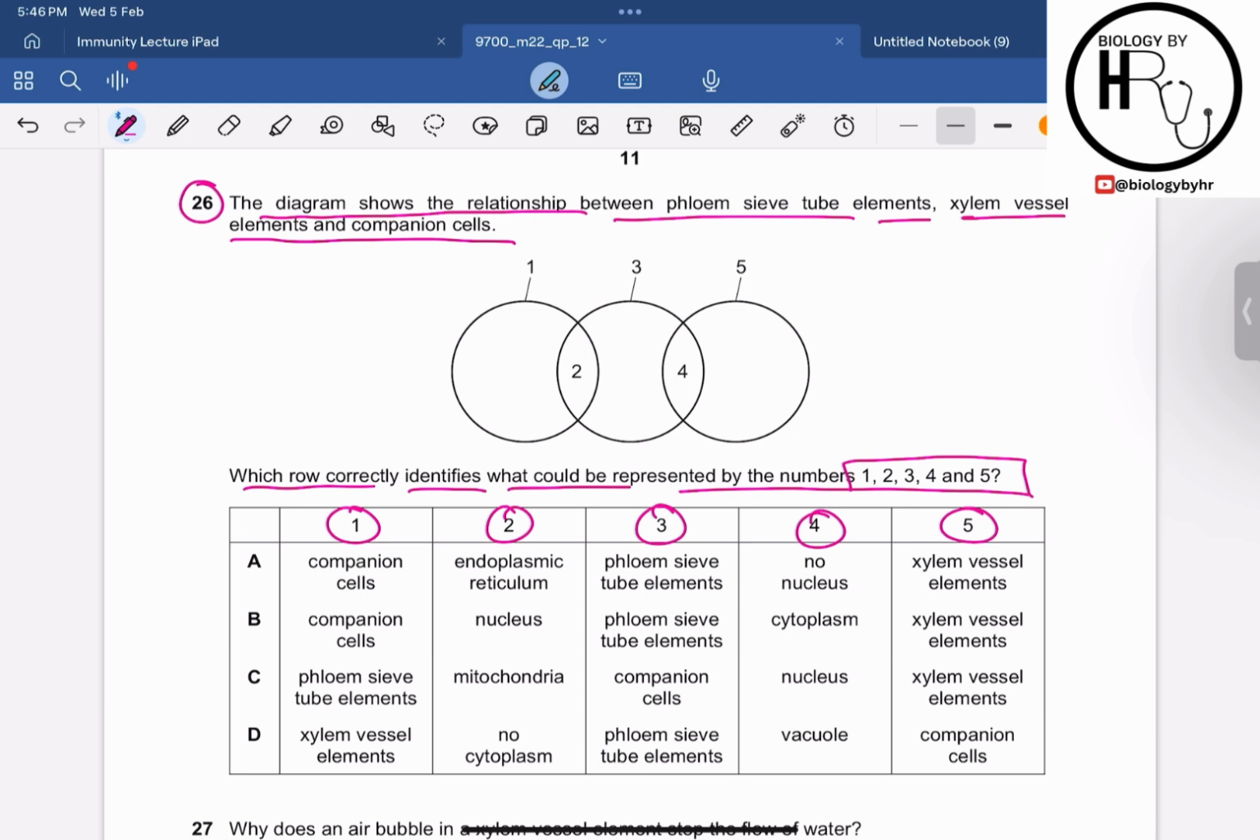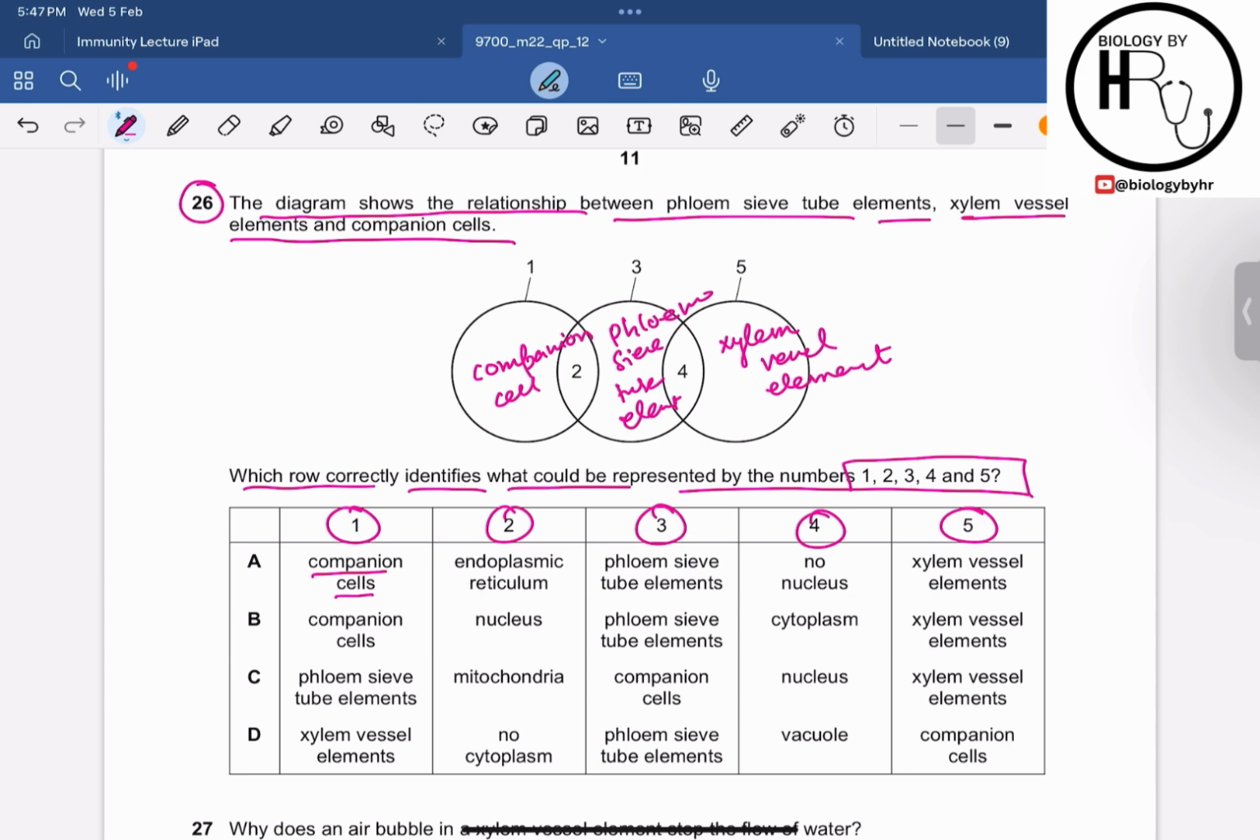If I talk about option A, they are saying that 1 is the companion cell, 2 is the endoplasmic reticulum, and 3 is the phloem sieve tube element. Then it is saying that no nucleus is on 4, and 5 is the xylem vessel element.